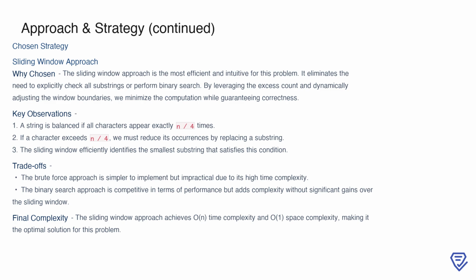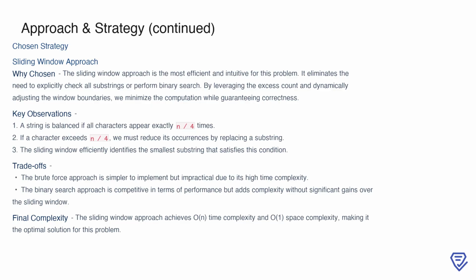First, a string is balanced if all characters appear exactly n/4 times. Second, any character exceeding this count must have its occurrences reduced by replacing an appropriate substring. Third, the sliding window is a powerful tool for identifying the smallest substring that satisfies this condition.